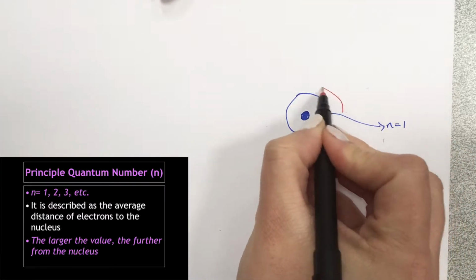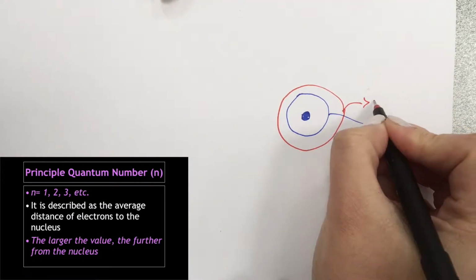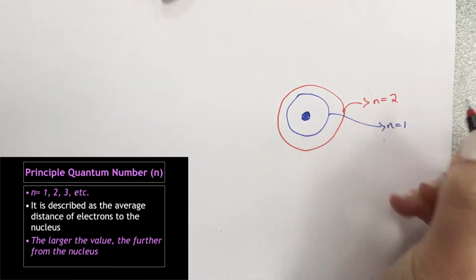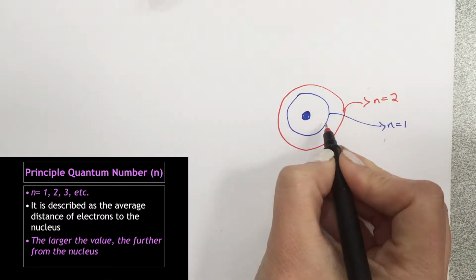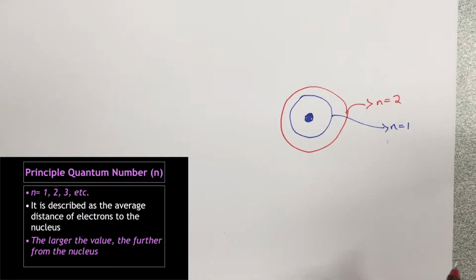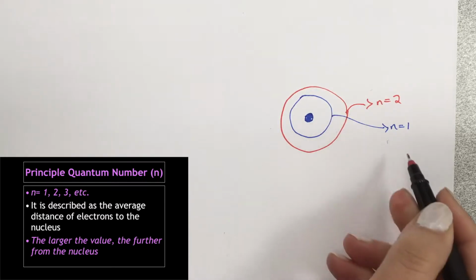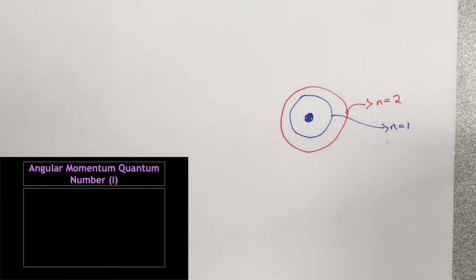And then if we were to draw a second energy level, n would equal 2, okay? There is no 1.5, there is no 2.5. Electrons are either here or there. They're not in between. And obviously, the larger the value, the further from the nucleus. The next one would be 3, 4, 5, and they're getting further away from the nucleus.